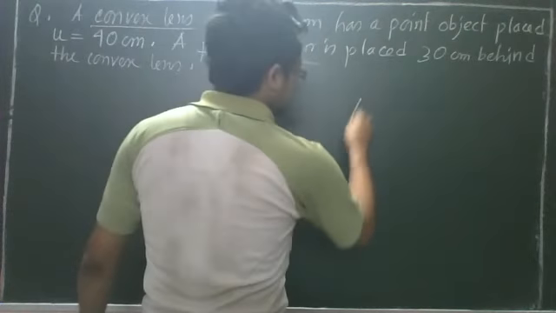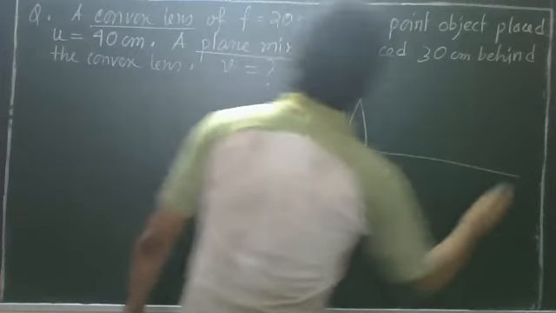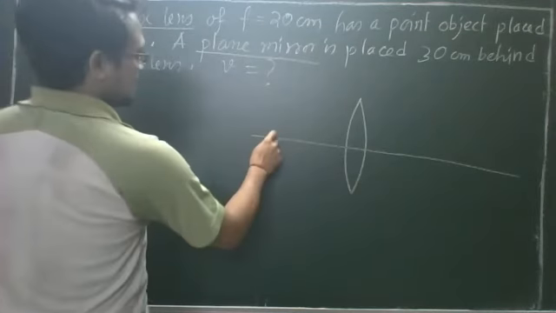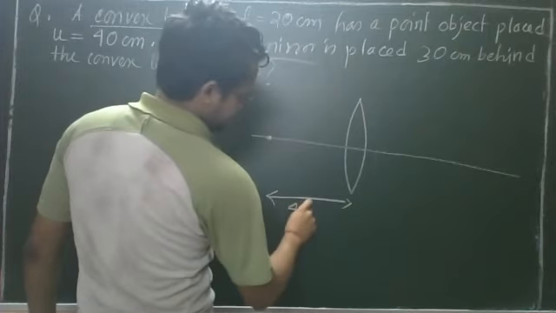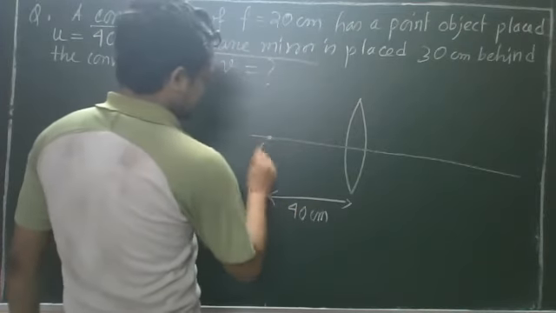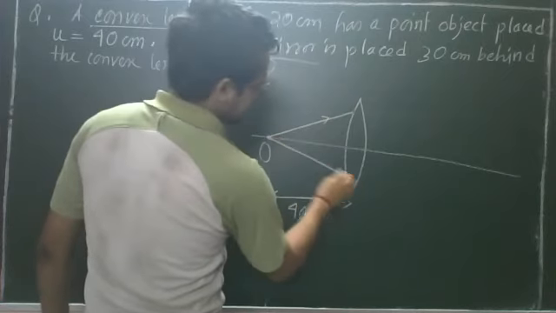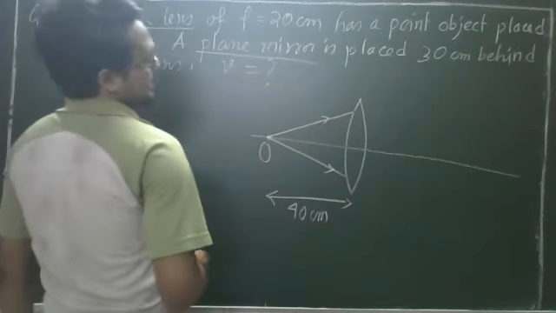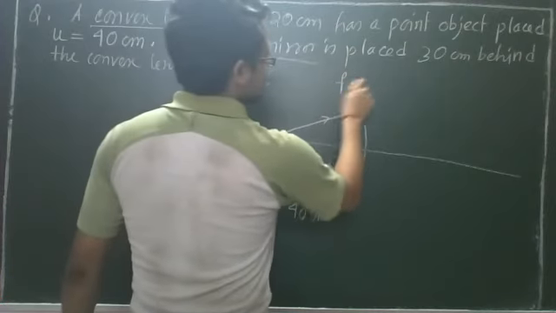So here a convex lens is there. At a distance of 40 centimeter, an object is placed. This is 40 centimeter. This is object O. Here rays are going like this. And it is given f equal to 20. Okay, fine.